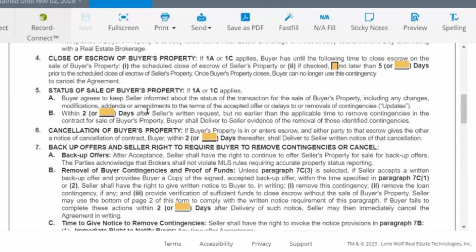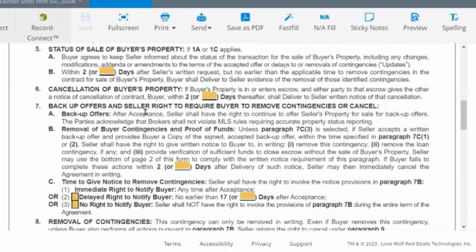This says that the buyer will keep the listing agent, or the seller of their next home, informed. And so if it falls out of escrow for any reason, they are obligated to let the seller know, and they have 2 days to do that. If it gets canceled, that's what this is, a cancellation.